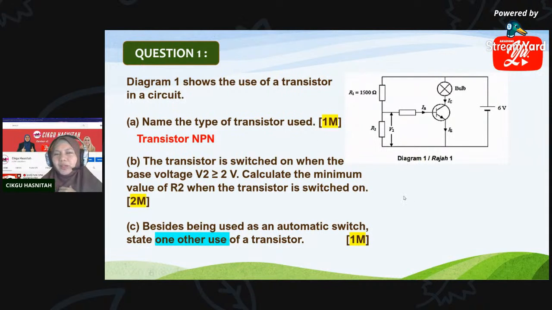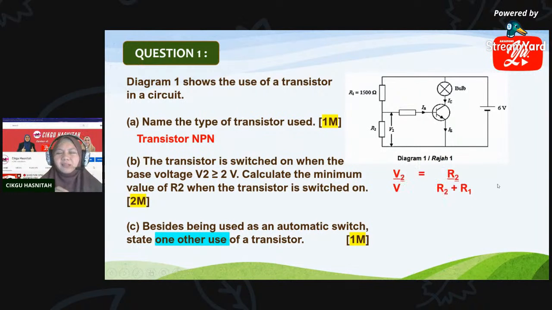So how to do this? You can use the equation that represents the voltage and resistance at the potential divider. The formula you can refer to in your module. What formula is applied here for question B? This question allocates 2 marks.